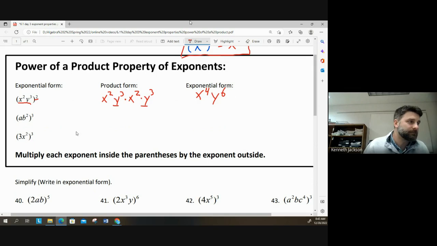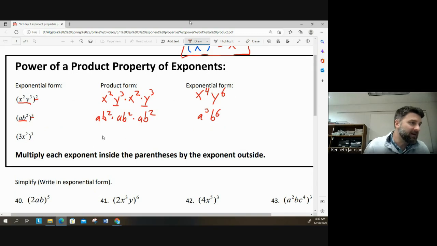Again, I have 3 AB squareds. I have an AB squared times an AB squared times an AB squared. I have 3 of them because that's the exponent. So I have 1, 2, 3 A's, A to the third, and I have 2, 4, 6 B's, B to the sixth. So A to the third, B to the sixth.